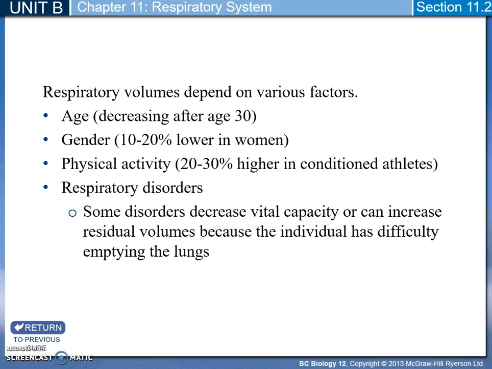The respiratory volumes depend on various factors. First of all, age. The amount decreases after about the age of 30. Gender as well. Sorry ladies, on average you have about 10 to 20% lower volume than men. Physical activity: those who are conditioned athletes will have 20 to 30% higher respiratory volume than the non-conditioned athletes, in other words, the armchair athletes.